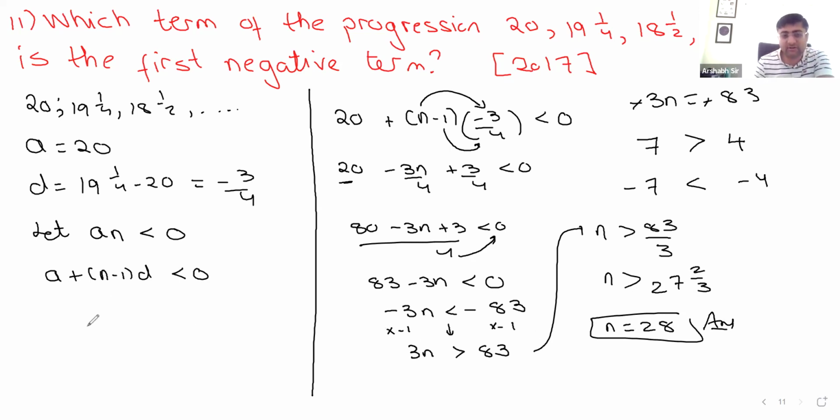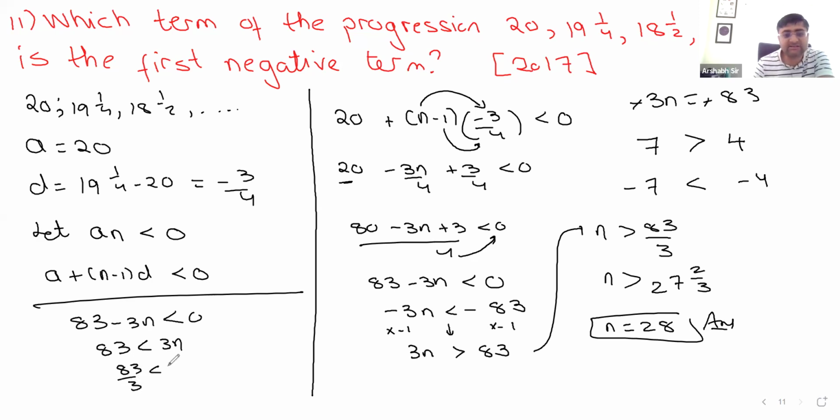Alternatively, what can you do? If you want to avoid confusion, take this to the other side. So 83 is less than 3n. So 83 by 3 is less than n. So that means n is greater than 83 by 3. Then also the same answer will come. Is this clear? So it's completely up to you. Okay? Yes. Please make a note of this question, beta.